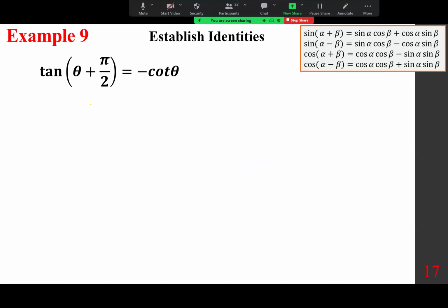Tan of theta plus pi over 2 is minus cotangent theta. If it were minus pi over 2, it would be equal to cotangent theta because they're co-functions. But because it's plus, that's not the case. Let's show that by looking at the left-hand side.